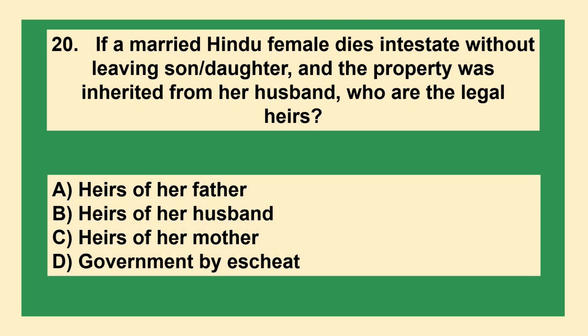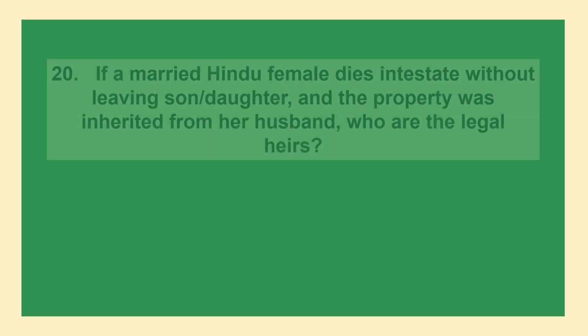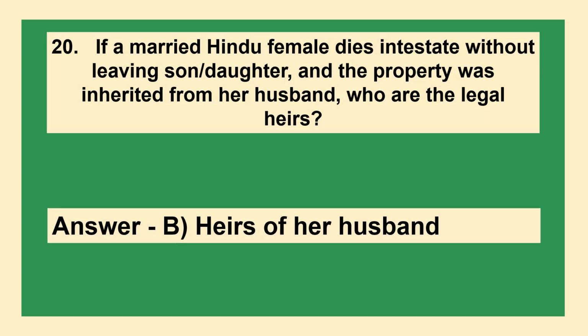If a married Hindu female dies intestate without leaving son or daughter and the property was inherited from her husband, who are the legal heirs? Option A, heirs of her father. B, heirs of her husband. C, heirs of her mother. D, government by escheat. The answer is option B, heirs of her husband.